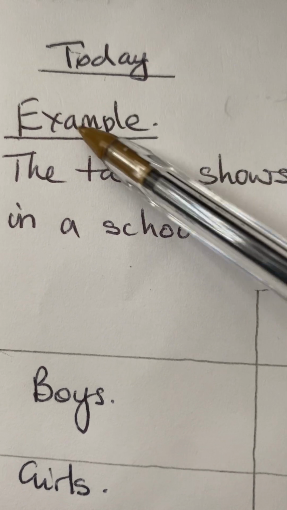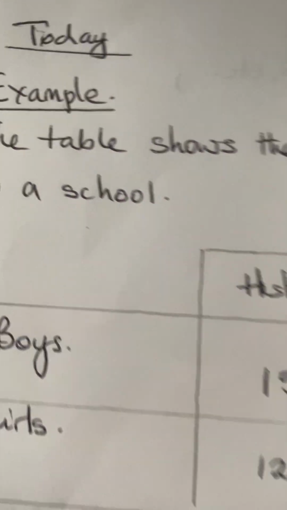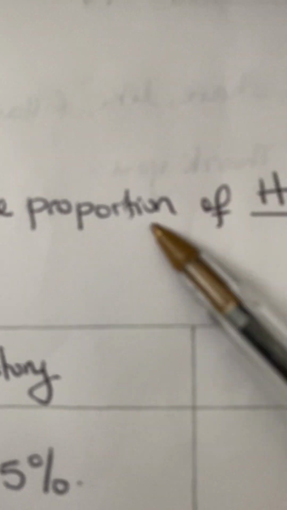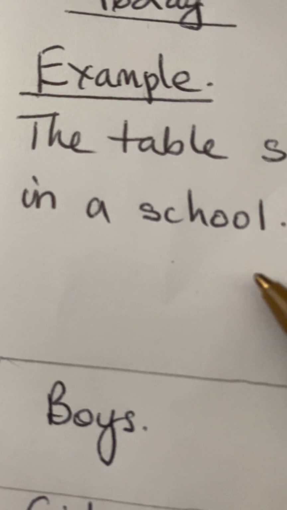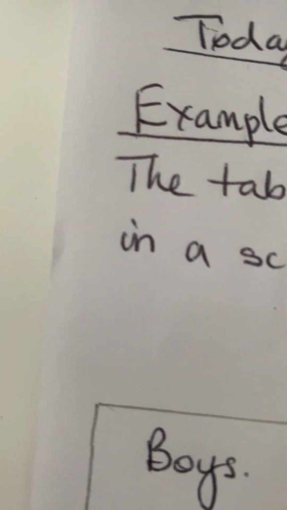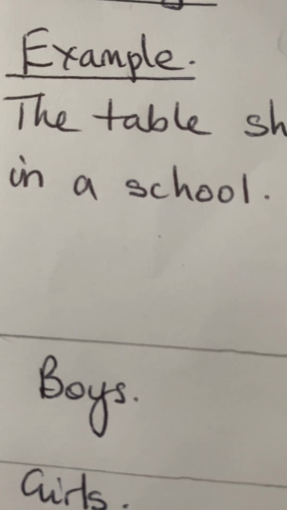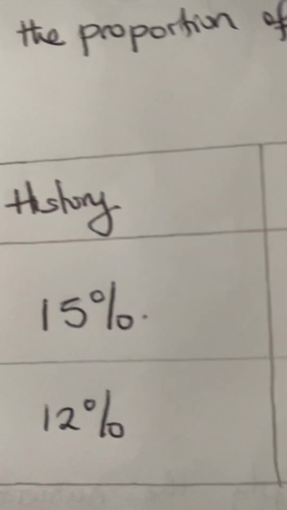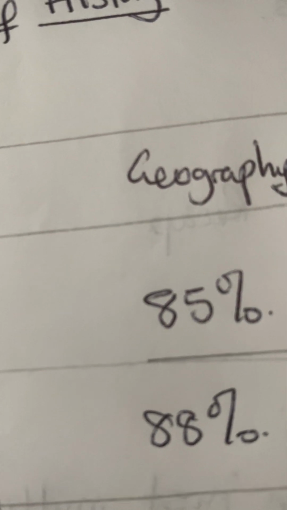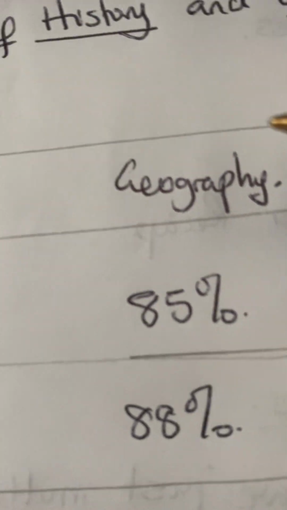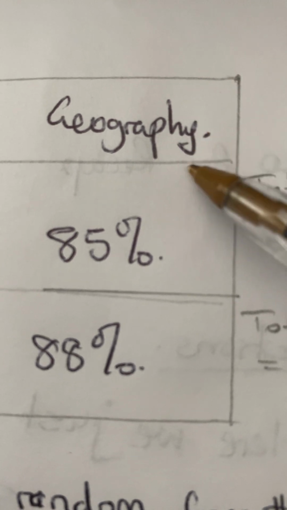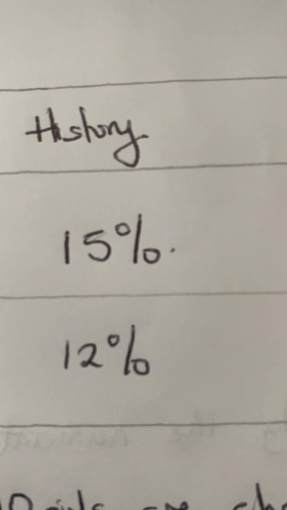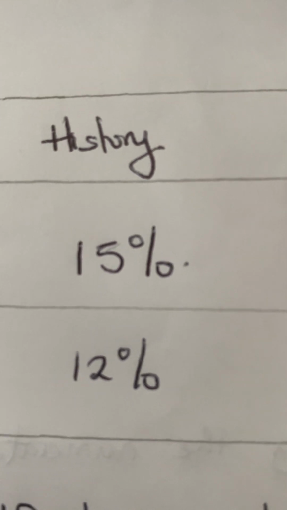Today, that is an example. The table shows the proportion of history and geography students in a school. Okay, so normally in a school, they have some students who study history and some students who study geography, especially when they get to year 9 and they are choosing their subjects. Some will say, I would like to do geography. Some will say, I like to do history.